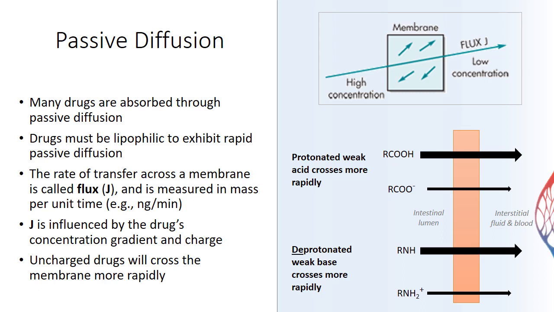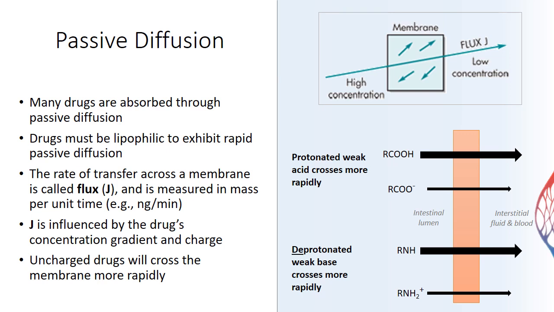The rate of transfer across the membrane is typically called the flux. Usually the letter J is used to indicate flux, and that's measured in mass per unit time. For example, nanograms per minute, milligrams per minute, etc. The J, or flux, is influenced by the drug's concentration gradient and charge. Obviously, the larger the difference in concentration from one side of the membrane to the other, the faster it will move, and the charge has an influence as well.